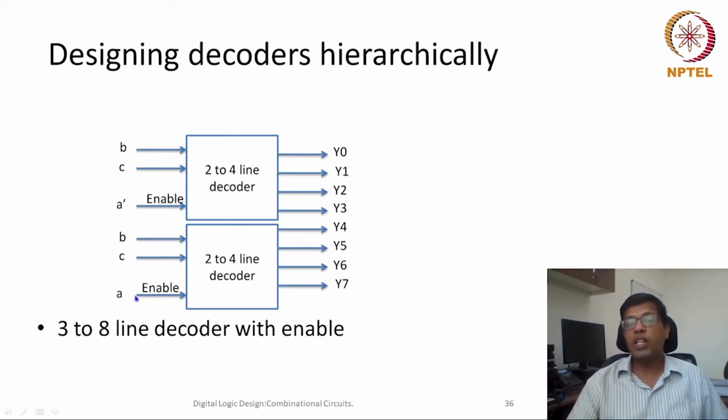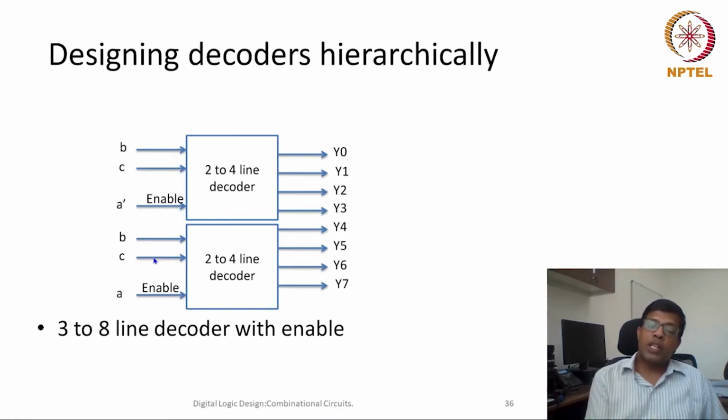Now if A is 1, that means this decoder will always give me 0 output, and my output would be determined by the second decoder. That means either of these y4, y5, y6, y7 would be active based on B and C values. So essentially what we are doing, among A, B, C, A was the most significant bit, so we are keeping that as an enable. We are using that to generate my enable signal.